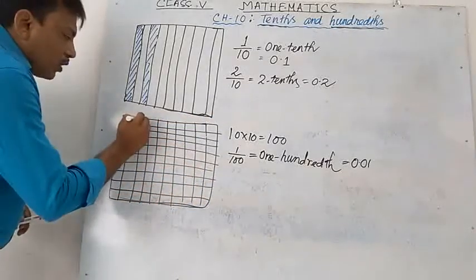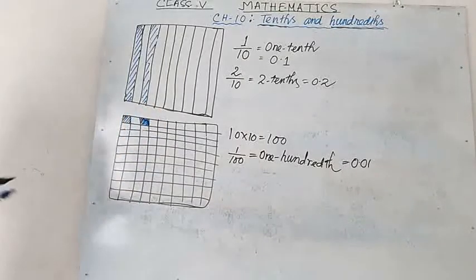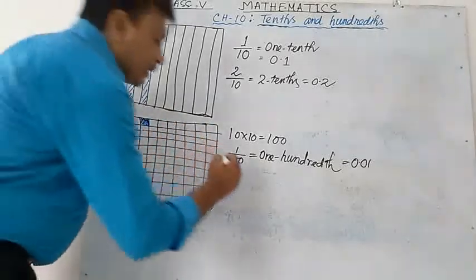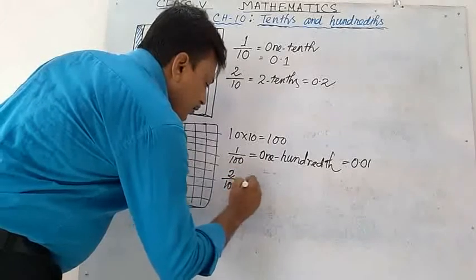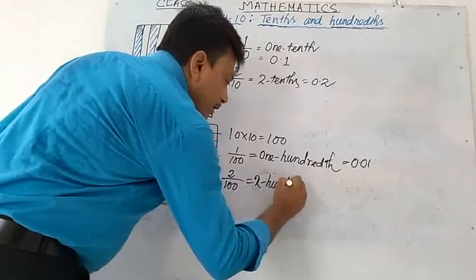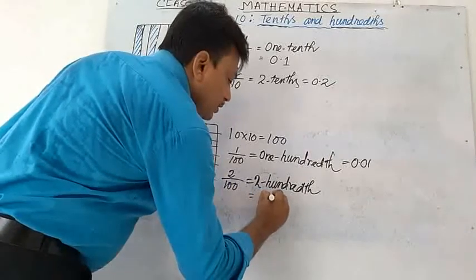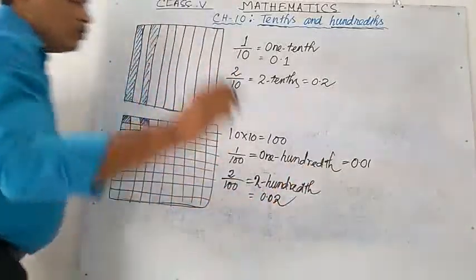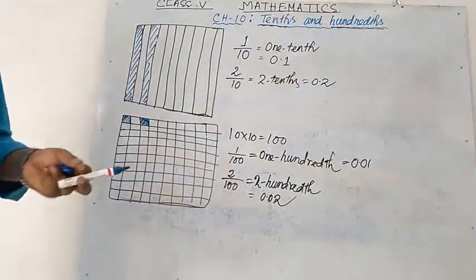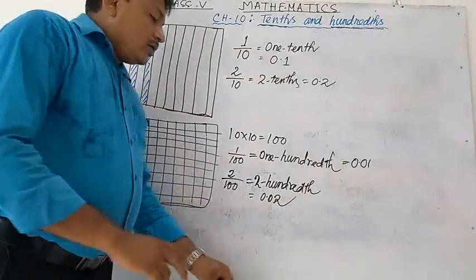Now if I want to shade another part, so 2 parts out of 100 parts I have shaded. So 2 by 100, and this is 0.02. So this kind of number is called decimal number or decimal fraction.